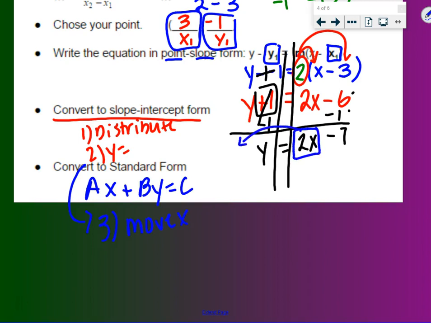To do that, we do the opposite. If it's a positive, we'll subtract. If it's a negative, we'll add. It's positive 2x, so we're going to do minus 2x.